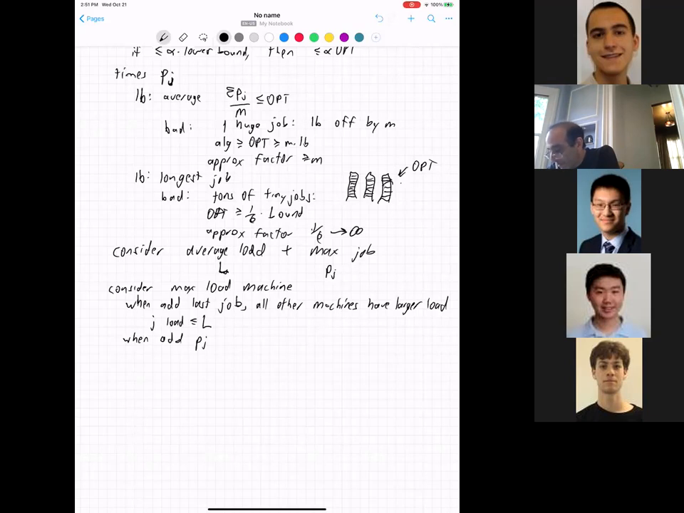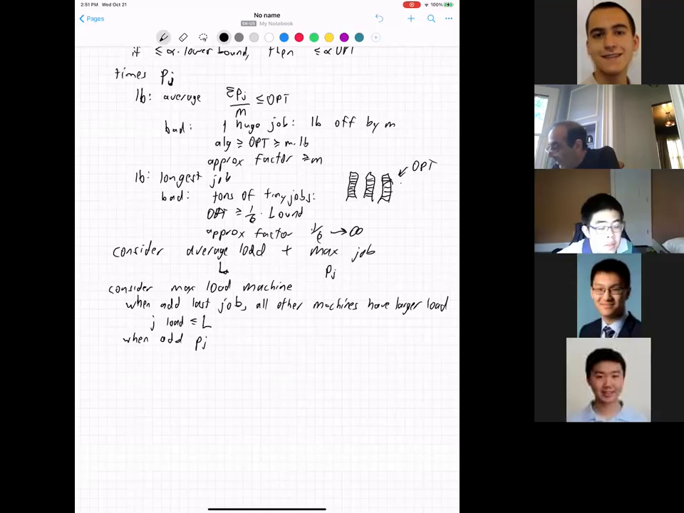Basically, it will be at most L plus PJ. So I get a load of at most L plus PJ, but what can I say about PJ? How do I relate that to the lower bounds? It's at most L on the lower bound since we have max job in there. Exactly. So when I add PJ, it's less than or equal to L. So that means that my final load, because this is the last machine, this is the last job that I added, is less than or equal to 2L.